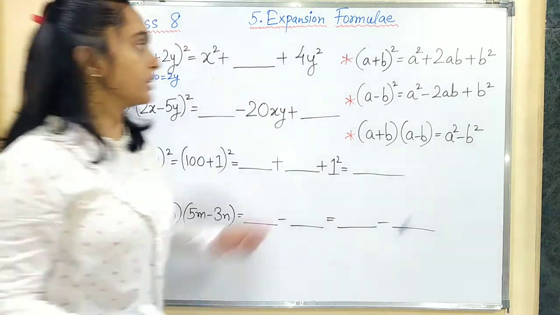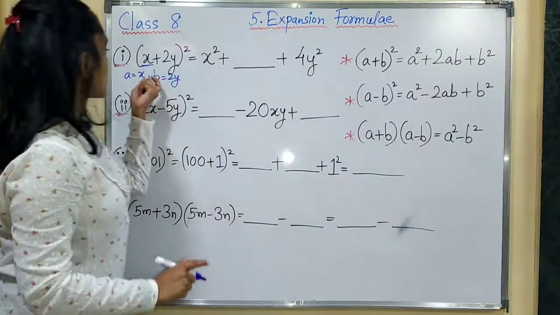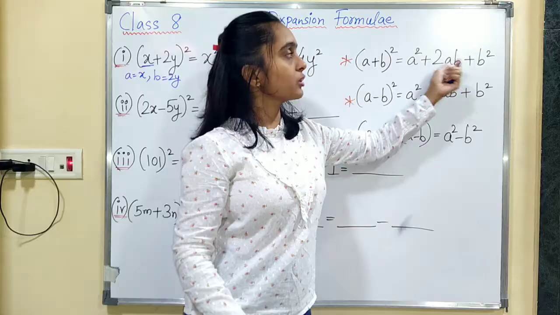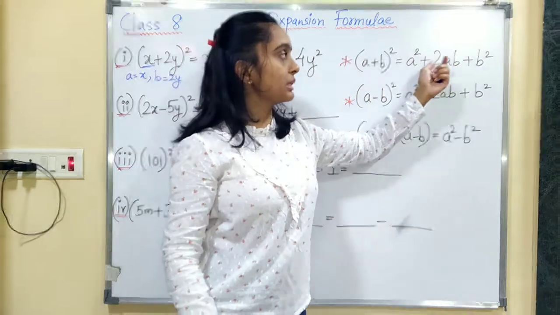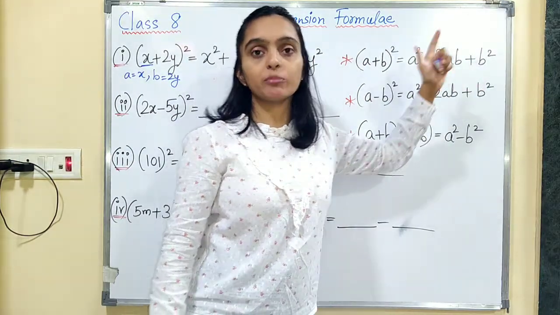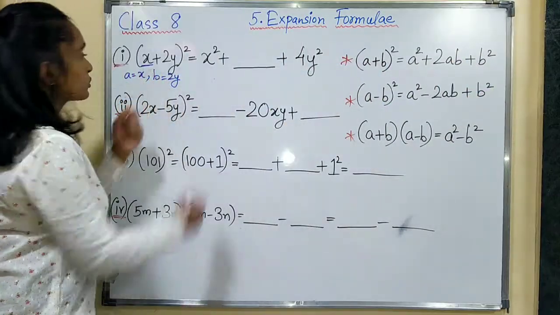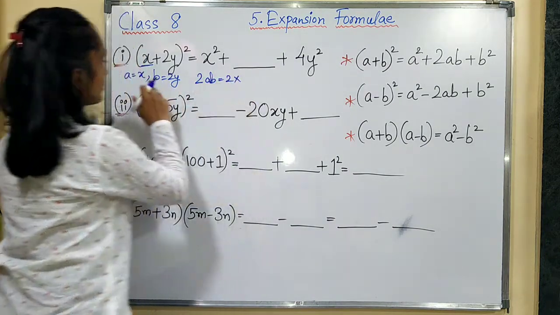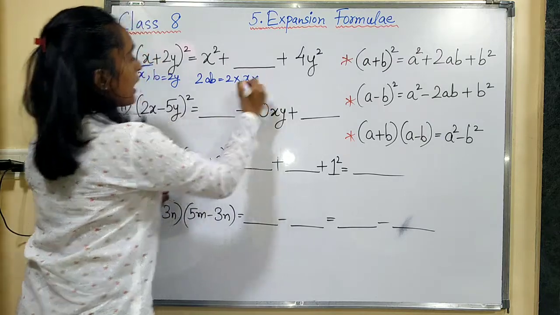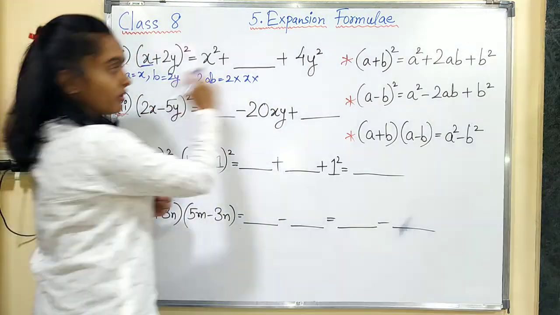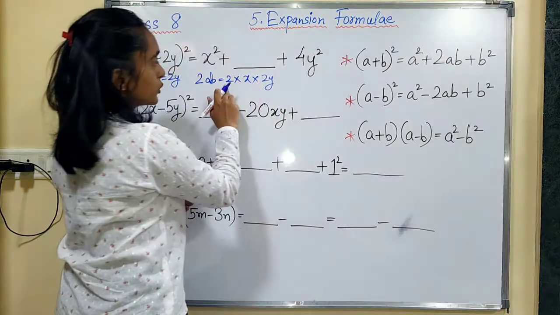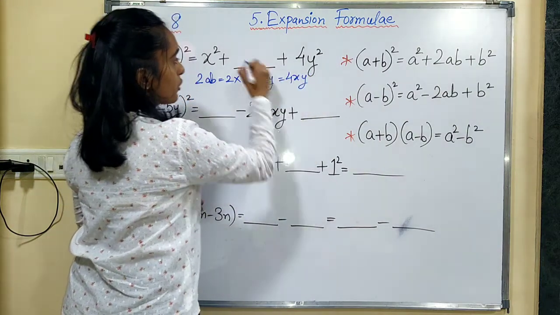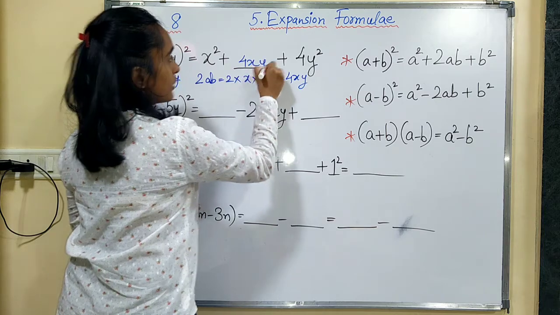According to the formula we get a square, so squaring a, x square. Then 2ab means 2 is multiplied with a and it is multiplied with b. 2ab will be what? 2 multiplied by a, which is x, and b is 2y. So it will be 2 multiplied by 2 is 4, and then xy. Therefore your answer will be x square plus 4xy plus 4y square.